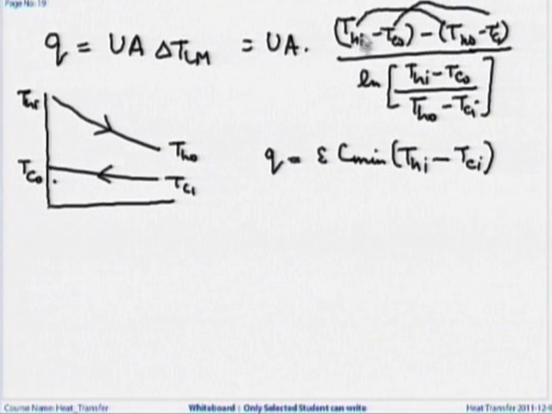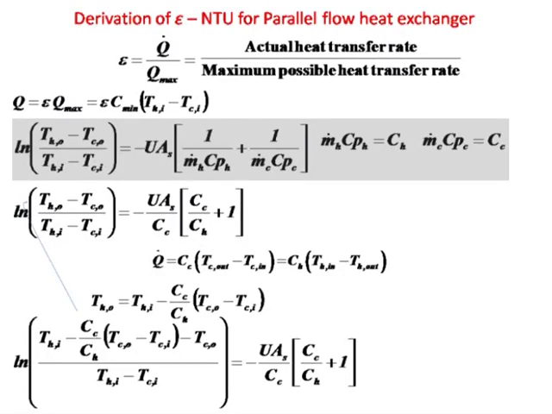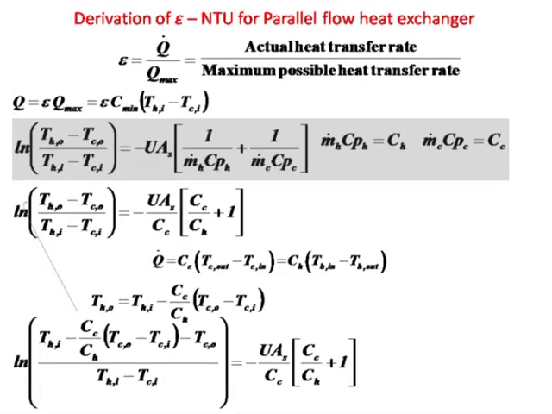So, this difference THI minus THO will be related to m dot h CPH, plus TCO minus TCI will be m dot c CPC. That is all I am putting. So, once I put this, what is the aim? We do not want any of these temperatures in the picture. We want only CR and NTU somewhere in the picture.